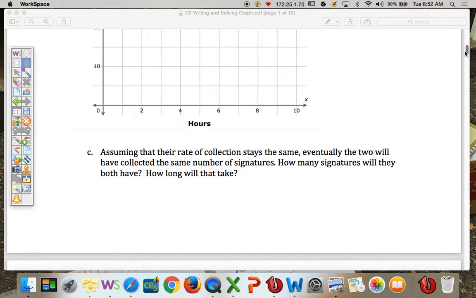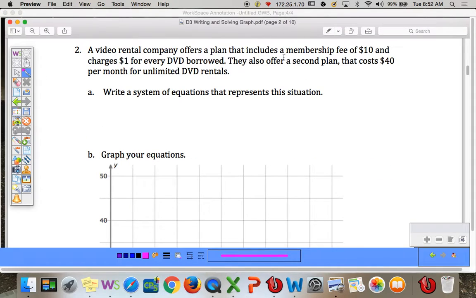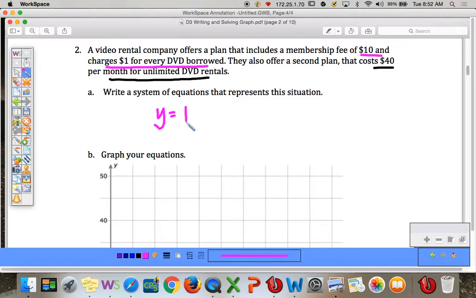All right, let's try another one. A video rental company offers a plan that includes a membership fee of $10 and charges $1 for every DVD borrowed. The second plan costs $40 for unlimited DVD rentals. Write a system of equations that represents this. All right, so the first one is $10 every month plus $1 for every DVD rented. So there's one way to write this equation. We could also write 10 plus x or x plus 10.